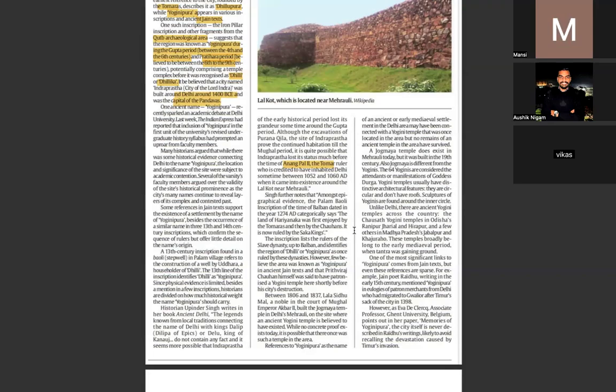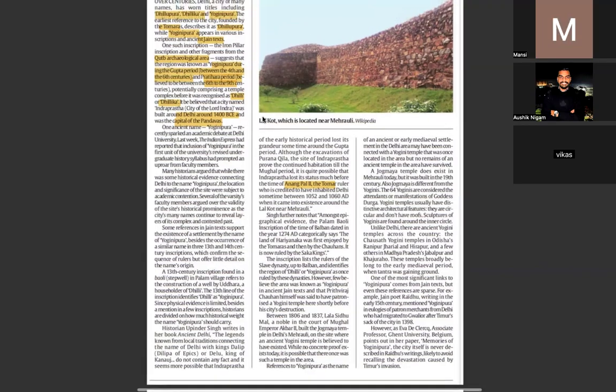Qila Rai Pithora and Lalkot are the two archaeological sites linked with this, near Mehrauli. And after that, there is continuity. There is an inscription also.